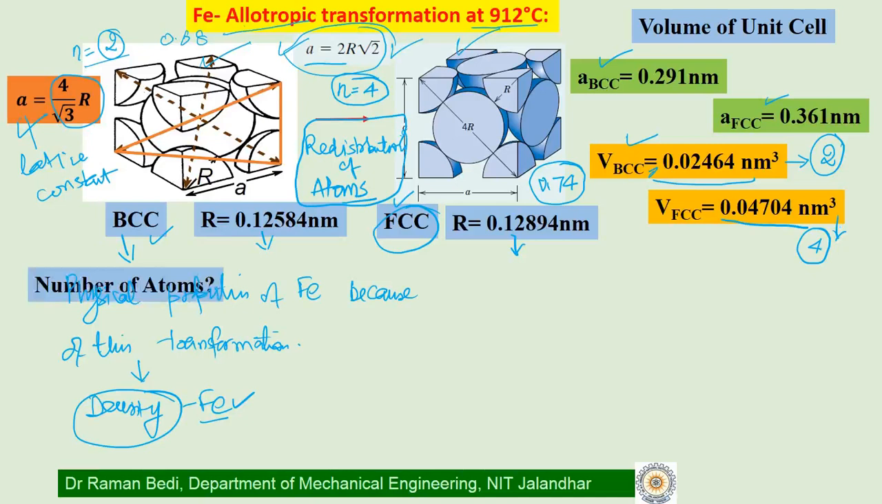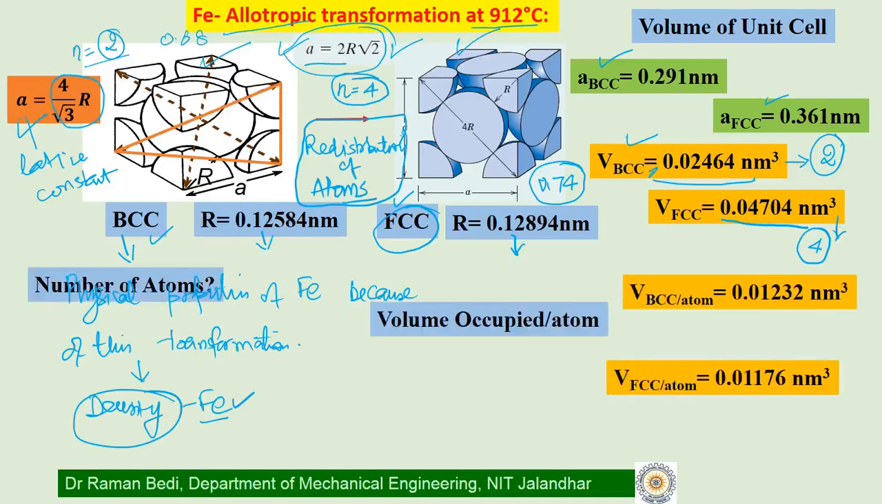So the number of atoms, as we understand, is different in both these two cases. The total number of atoms remains constant, but the atoms are now readjusted, and if you now calculate one term called volume occupied per atom for these two crystal structures, we understand that the volume occupied by BCC happens to be 0.1232 nanometer cube, and for FCC per atom is 0.1176 nanometer cube. So what has happened? The volume occupied by an individual atom happens to be less in the case of your FCC crystal structure.